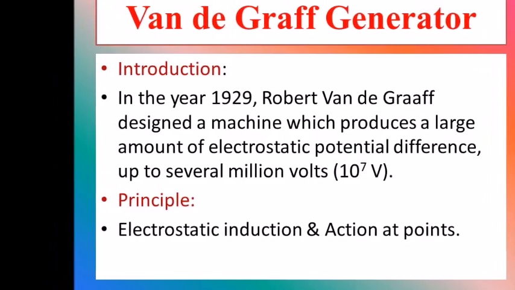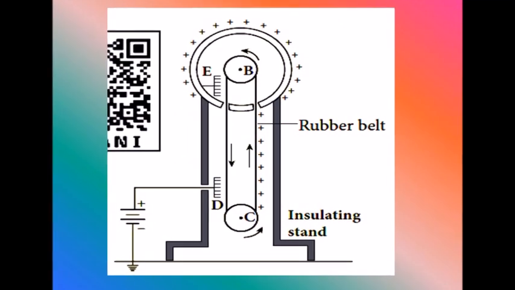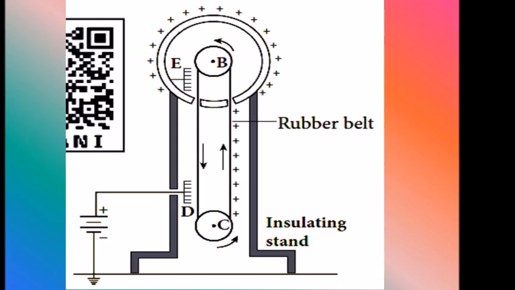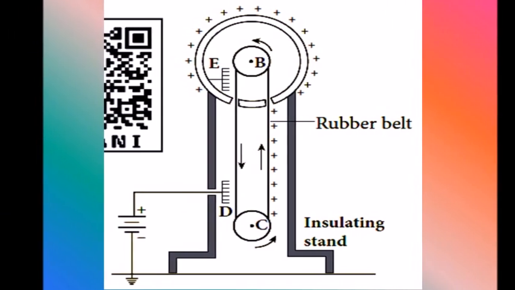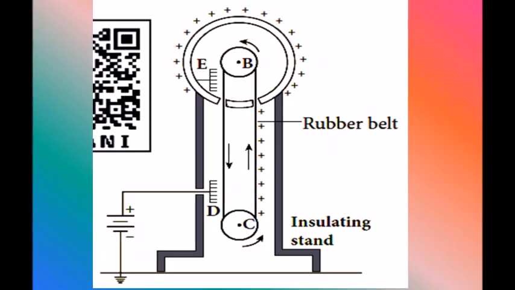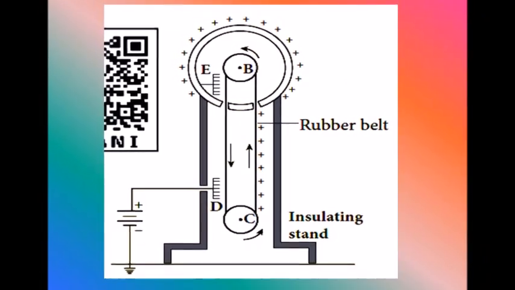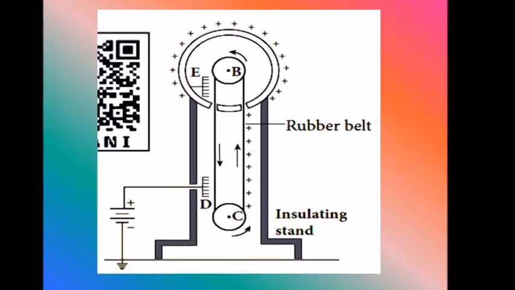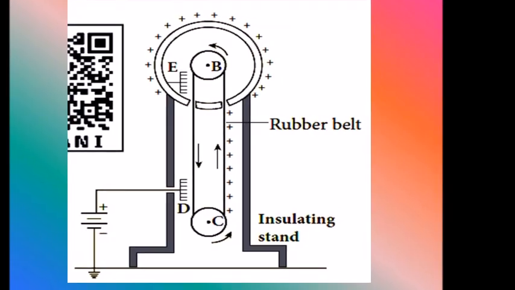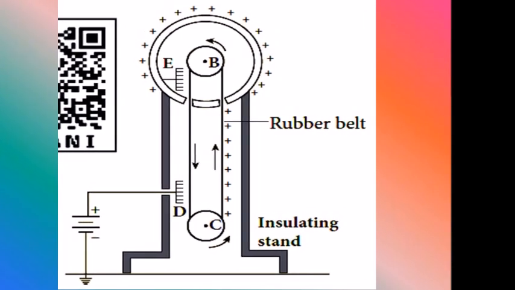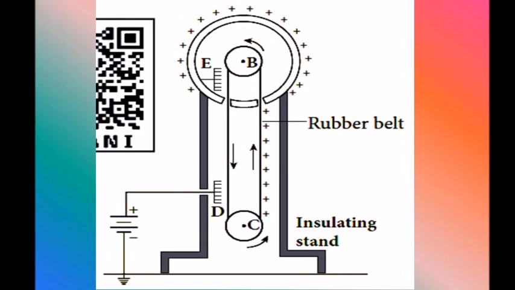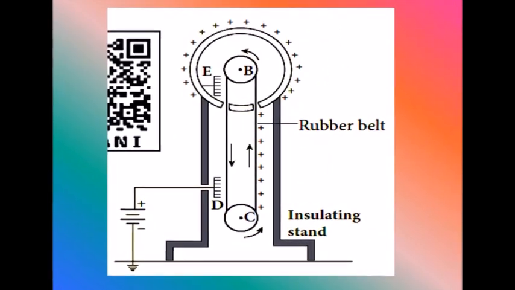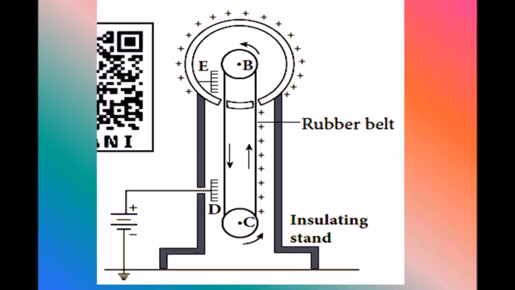Next we see the construction. A large hollow spherical conductor is fixed on an insulating stand as shown in the figure. There are two pulleys we have considered, one is B and another one is C. B is fixed at the center of the hollow sphere and C is fixed at the bottom of the Van de Graaff generator. The two pulleys are connected with the help of a belt made up of insulating materials like silk or rubber running over both pulleys. The pulley C is driven continuously by an electric motor.